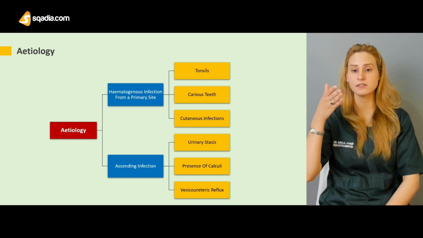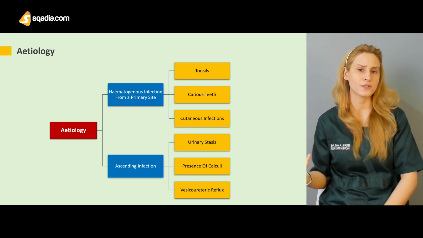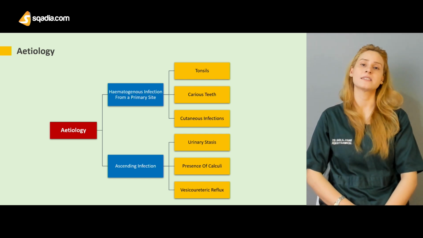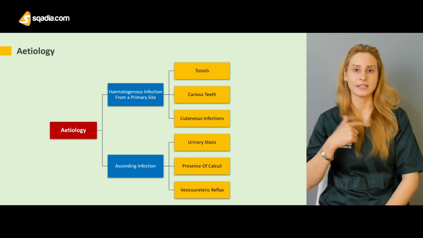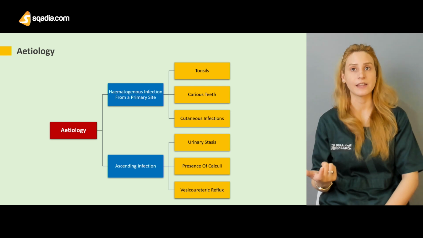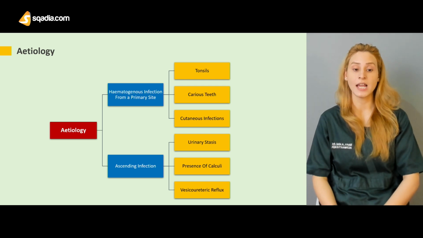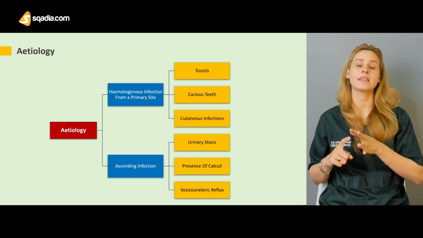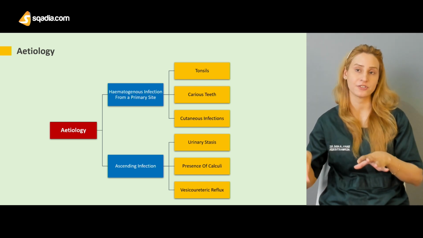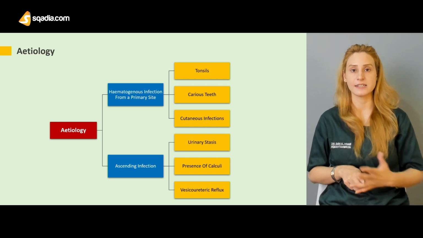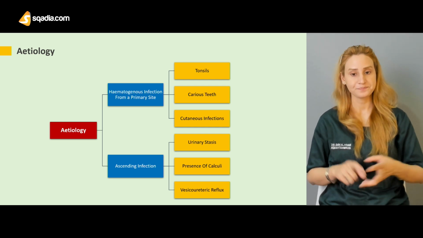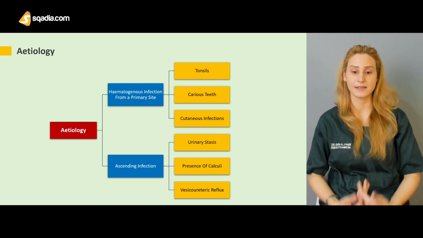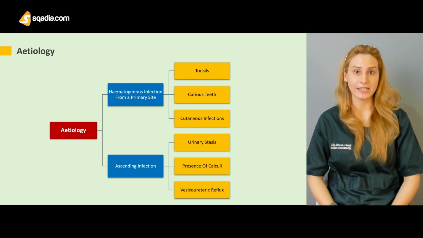So I have explained the tonsils, the carious teeth, and cutaneous infections, and most of the time you have gram-positive streptococci and staphylococci in the tonsils, carious teeth, and cutaneous infections, and there is more of a tendency to be a blood-borne pathogen. And then you have the ascending infections, which can be because of urinary stasis. They can be because there is infection in the ureters and the bladder, like cystitis, or the patient is complaining of ureteric colic. Then you have the presence of calculi: if there's a stone, that will lead to urinary stasis. And then you have the vesico-ureteric reflux.